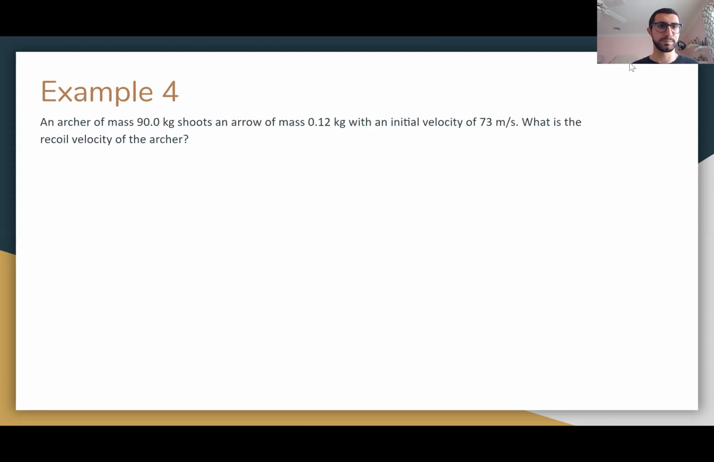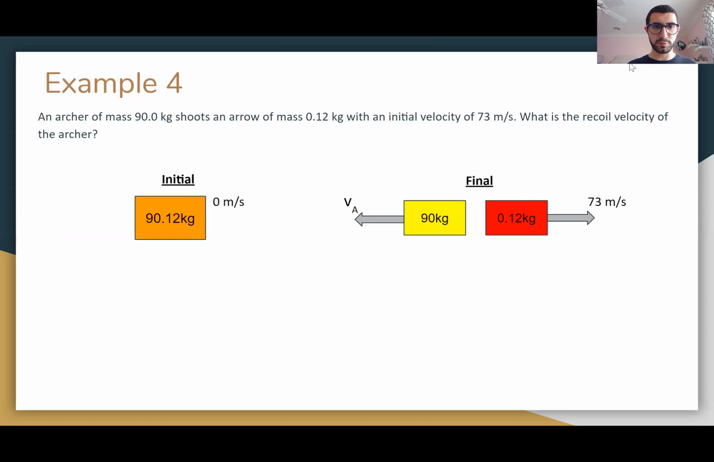Well, let's do one more example. An archer of mass 90 kilograms shoots an arrow of mass 0.12 kilograms with an initial velocity of 73 meters per second. What is the recoil velocity of the archer? So this is an explosion problem, right? We have one mass at the beginning, an orange mass that explodes into a yellow and red mass. Our person, 90 kilograms, and our arrow of 0.12 kilograms.